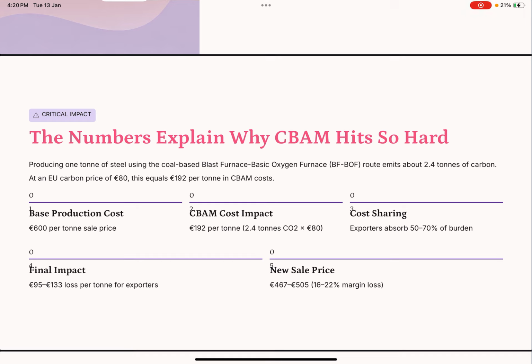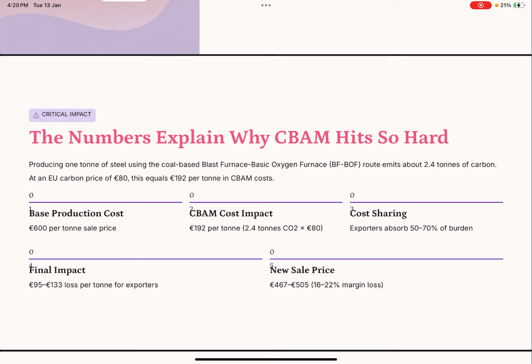The second thing is we need to understand how much they are going to be impacted by taking the actual numbers. So the typical production cost is 600 euros for 1 ton of steel, using a specific technology. This technology I have taken as the blast furnace basic oxygen furnace route, which is based on coal as the primary fuel. If you use it for production of 1 ton of steel, the carbon accounting shows that about 2.4 tons of carbon emissions are generated.